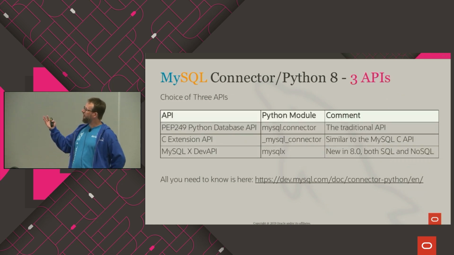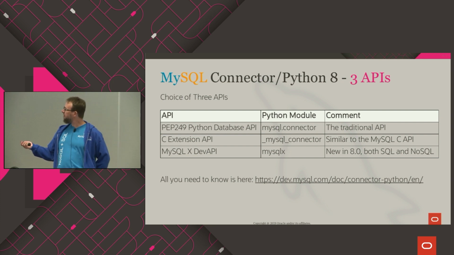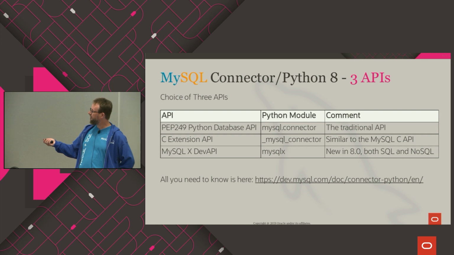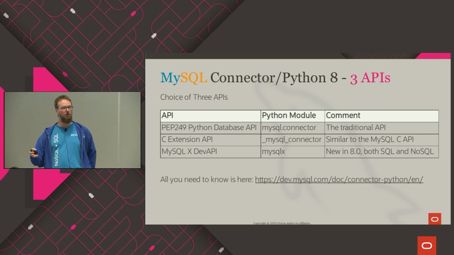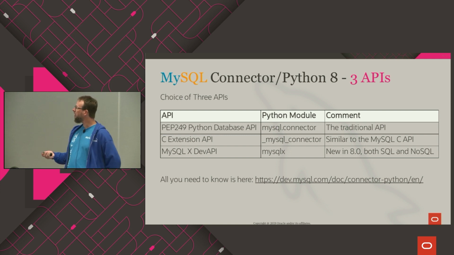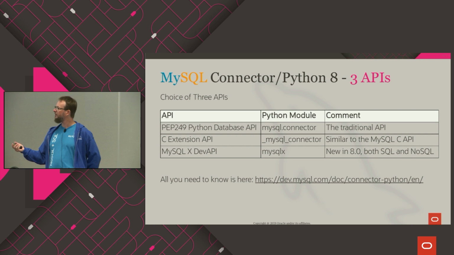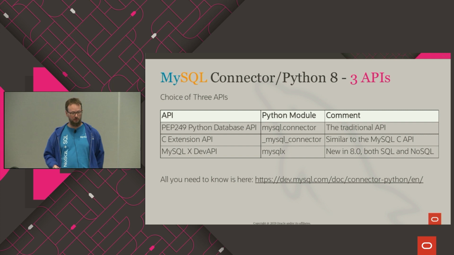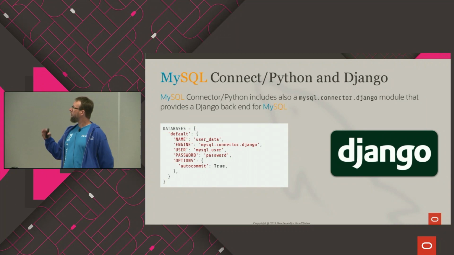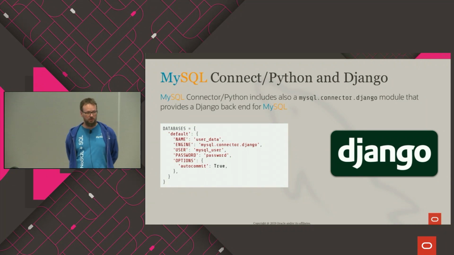So we have 3 different APIs to choose from. So it's the traditional API using the MySQL connector. We can also use the MySQL C API using this Python module. Or we can use MySQL X, which is the one we're going to use to do everything we want to do with the document store using the MySQL X DevAPI. So if you are interested in that, we have here all the documentation for this Python connector, right?